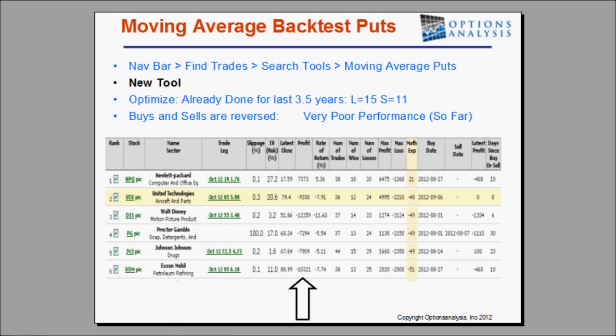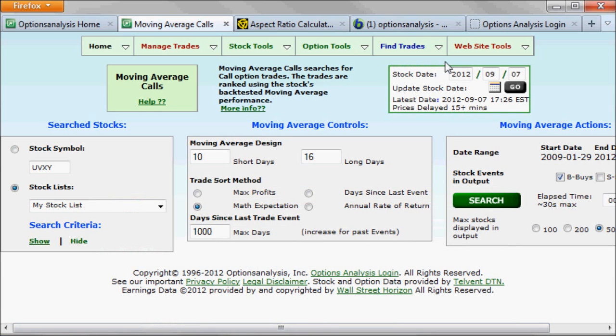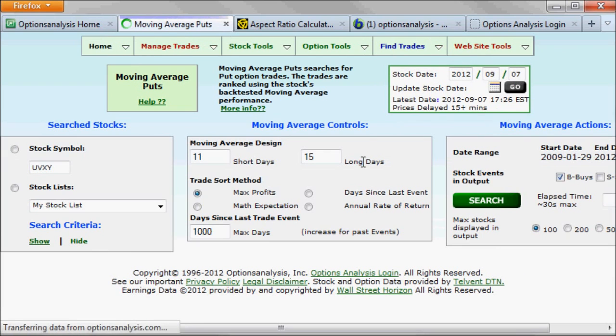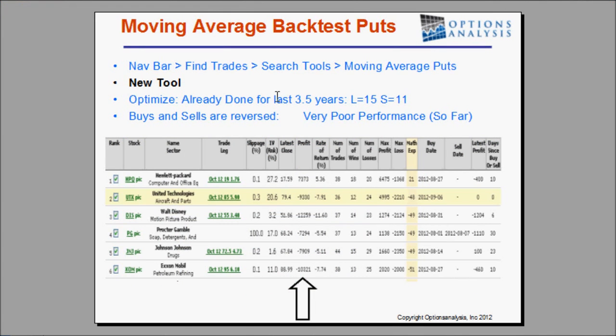We've also put together a put tool using moving averages that's been optimized. The put tool uses 11 and 15 days, and all that you do here is reverse the buys and the sells. So before, where we had a bullish crossover, you would turn that into a sell. And before, where we had a bearish crossover, you would turn that into a buy. So you're buying at the top and selling at the bottom.